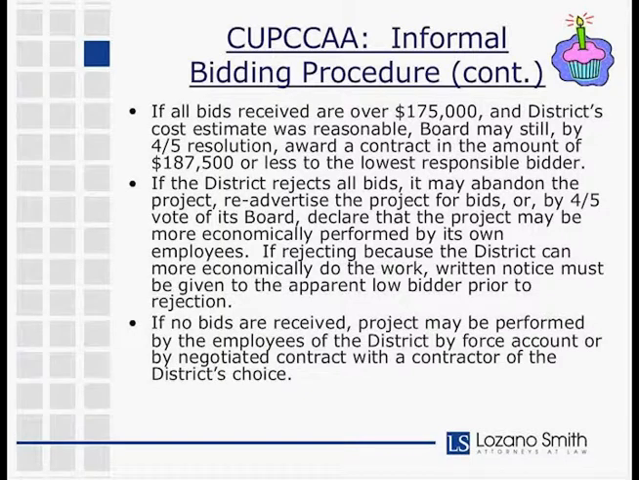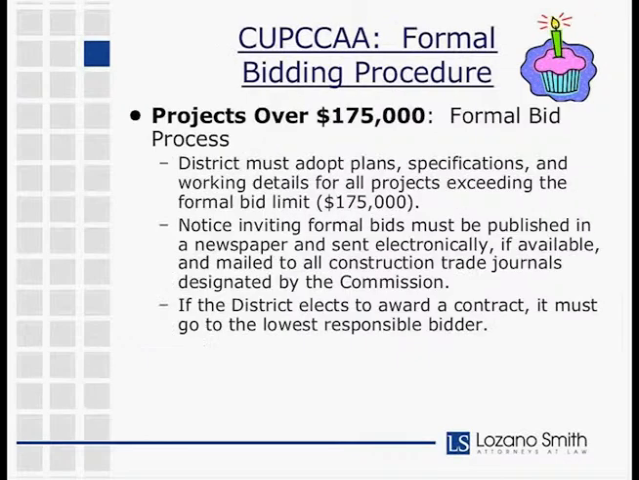And if no bids are received at all, the project can be performed by the district's own employees or through a negotiated contract. Okay, and then the third kind of threshold or category under Cupcake is formal bidding, which is required for projects over $175,000. This is a formal bid process.